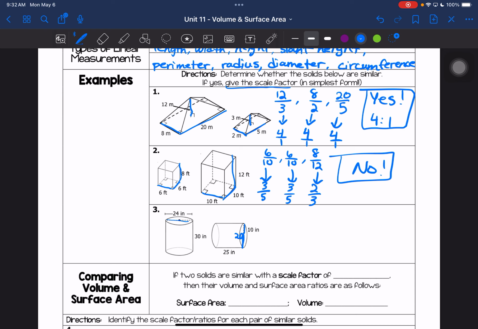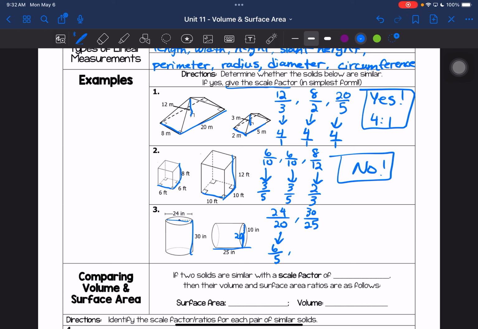So when we compare the diameters and make a little proportion or fraction, we're going to have 24 over 20. That's this over this. And then for the heights, we're going to have 30 over 25. And let's simplify these. 24 over 20, the number 4 goes evenly into both of these. So 24 divided by 4 is 6, and 20 divided by 4 is 5. So we have 6 over 5.